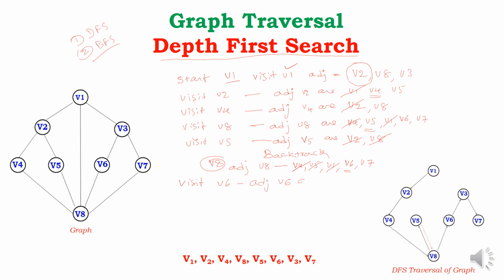Then find the adjacent vertices of V6. They are V3 and V8. V8 is already visited, so the other vertex is V3. Visit V3. What are the adjacent vertices of V3? They are V1, V6, V7. V1 is already visited, and V6 is also already visited. The only vertex that is not visited is V7. So select V7 and visit it.